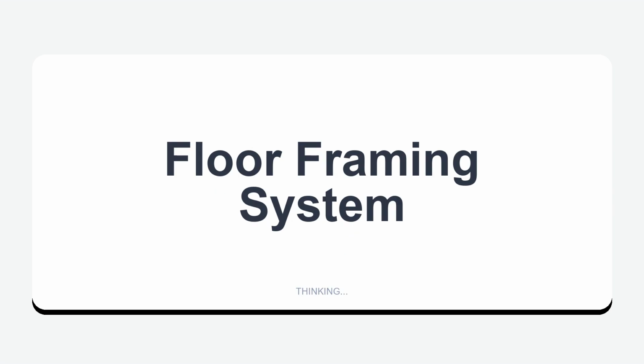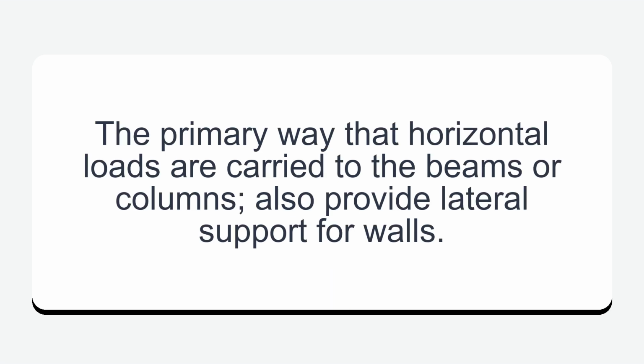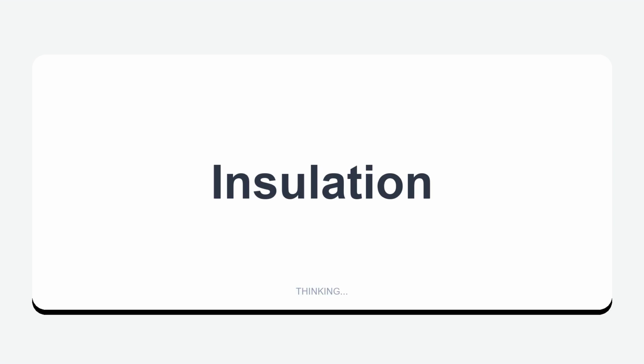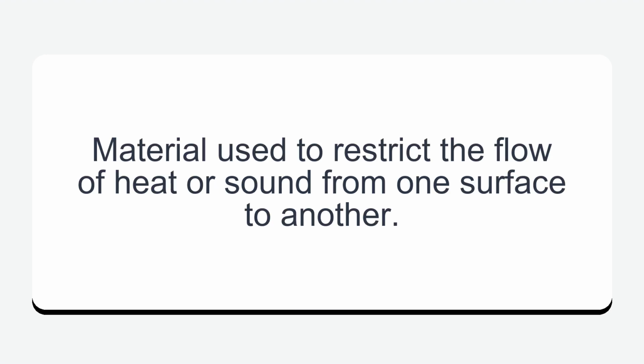Floor framing system. The primary way that horizontal loads are carried to the beams or columns, also provides lateral support for walls. Insulation. Material used to restrict the flow of heat or sound from one surface to another.